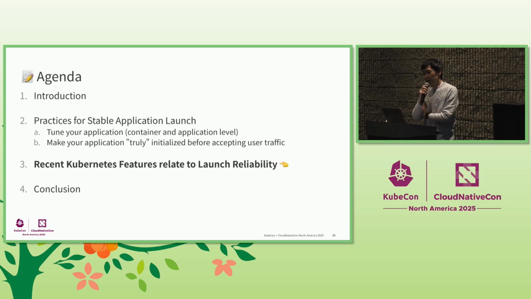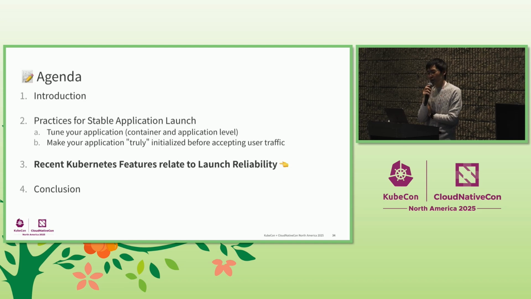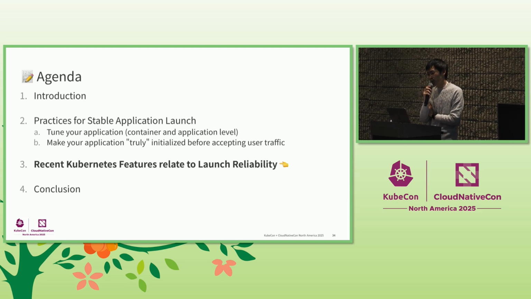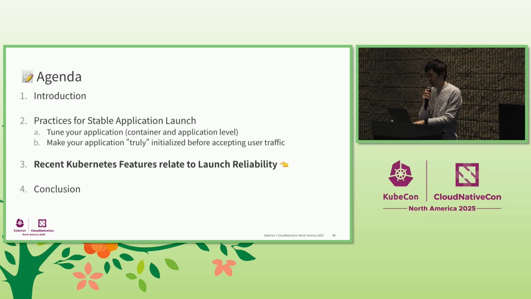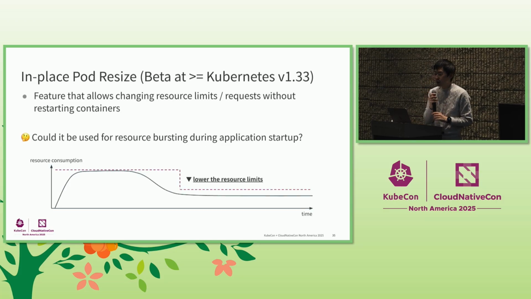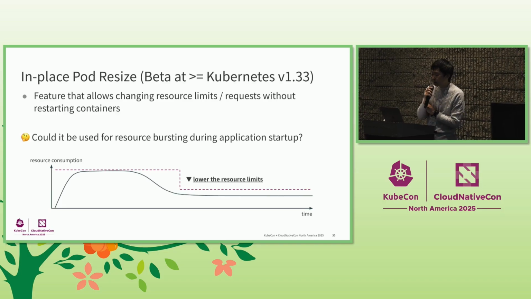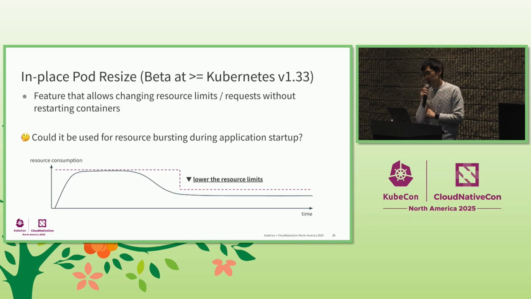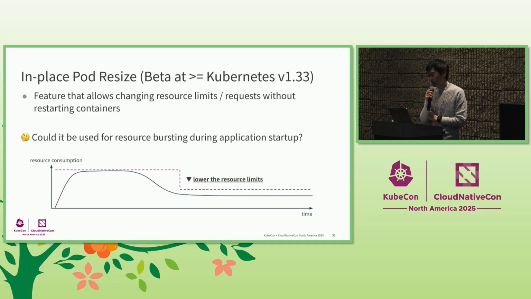Now, let's shift our perspective and look at the recent Kubernetes feature that can help improve launch reliability. Specifically, we will take a look at a feature called in-place pod resize. In-place pod resize is a feature that allows changing resource requests and limits without restarting containers.